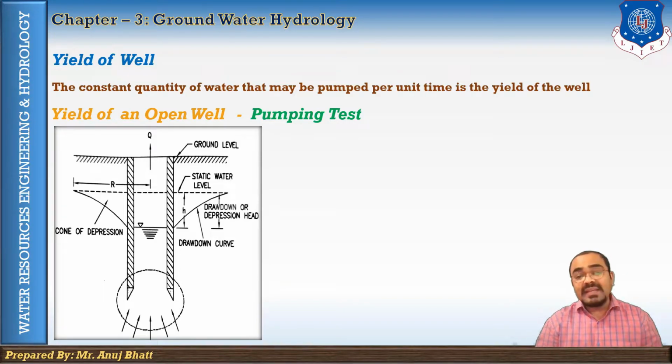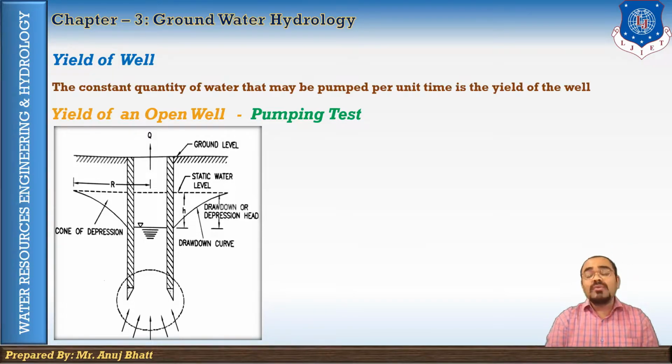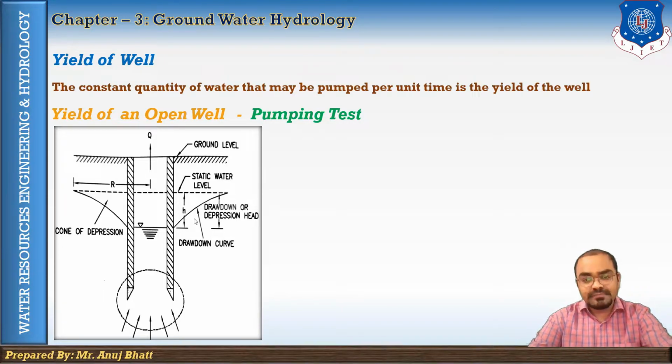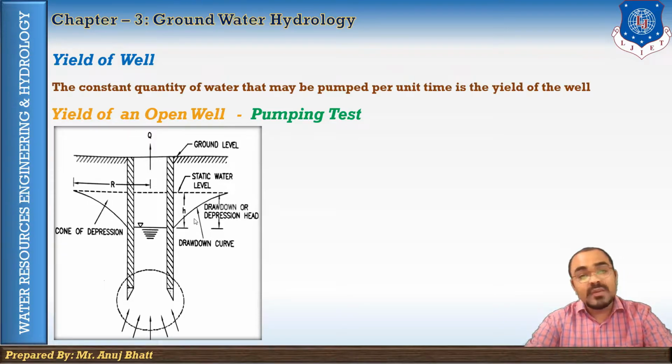Now in the pumping test, water is pumped from the open well, so that the water level in the well is depressed by an amount, let's say small h, as shown in the figure. You can see here, this is the small h value. This is nothing but the depressed amount or the depressed height of water level. Now the rate of pumping is adjusted so that the water level in the well remains constant. At this condition, the rate of pumping will be equal to the rate of yield from the well.